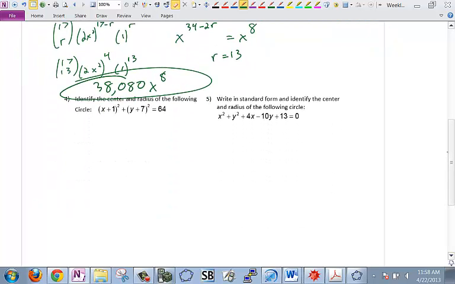And then finally, the circle problems. Number 4 is pretty easy. The center is -1, -7. The radius is 8.